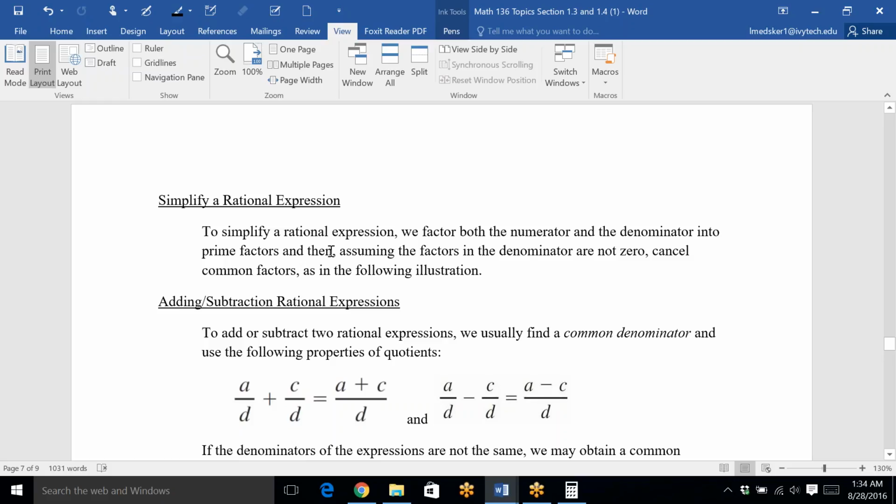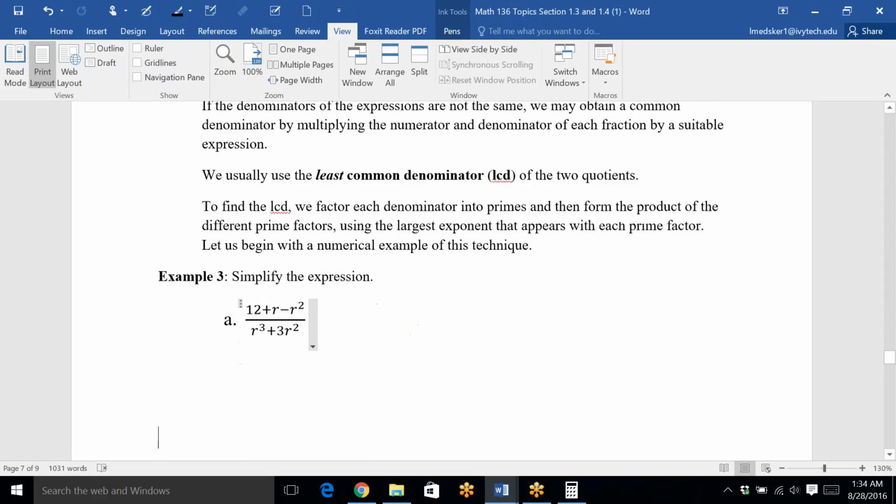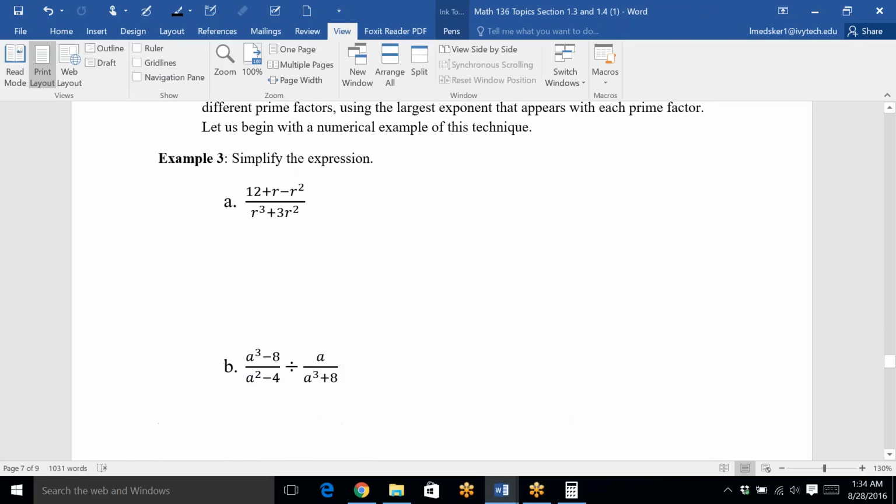And then, assuming that nothing equals 0 in the denominator, we will cancel out common factors based on whether or not they're matching or not. So let's look at my A.